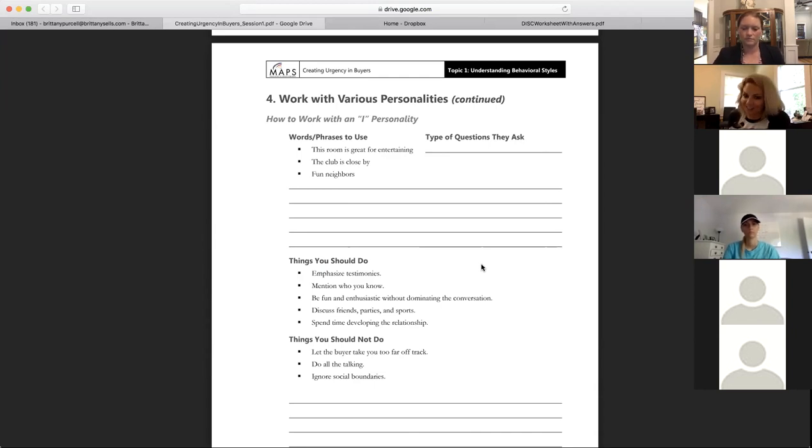Things you should not do. Let the buyer take you too far off track. So, us high I's have a tendency of letting things happen because we don't want to diffuse a situation, or we don't want to be rude, or we don't want to mess this up because we're afraid of rejection, right? We might think that if we say something that they don't like, they're not gonna like us anymore, right? So we have to know that fine line of when to be professional and make sure that professionalism line is taken into account versus letting things happen that can drag us off.